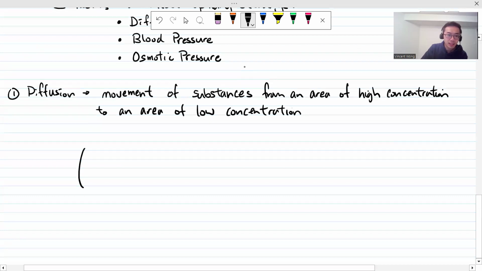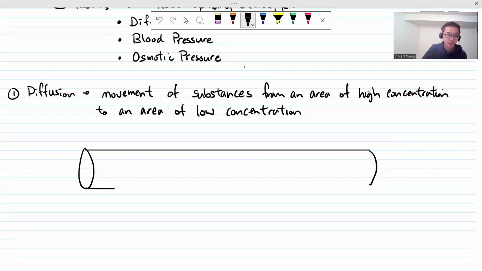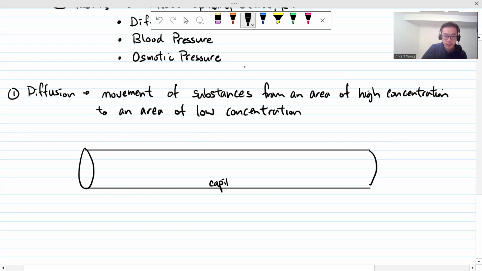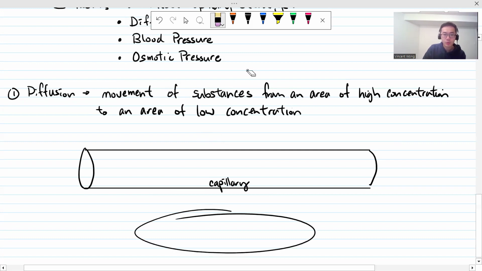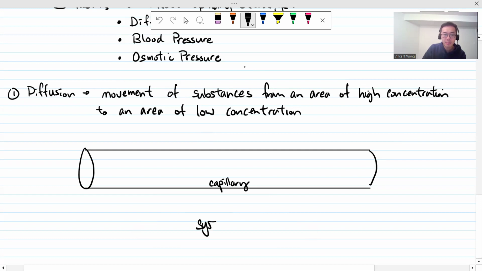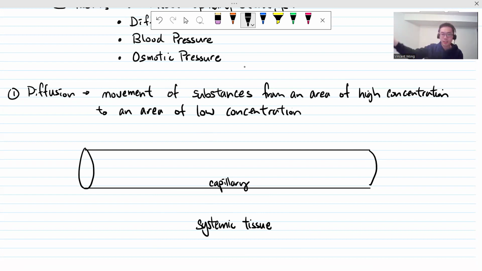So let's say we have a capillary here. I know it's supposed to be like a net, but it's too hard to draw, so I'm just gonna draw a tube here. This is the capillary. And then this is the surrounding tissue, so we'll say systemic tissue. Of course, this can happen in the lung as well, but let's just use systemic tissue. It could be the liver, it could be the muscle, whatever, it doesn't matter. Now let's say the blood is coming in this way. This is blood flow.